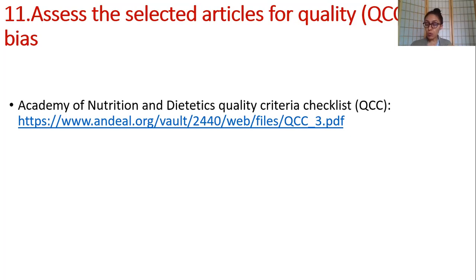So there are various types of quality criteria assessment tools. The one which is widely used in the area of nutrition is the Academy of Nutrition and Dietetics Quality Criteria Checklist. You will have your own quality criteria assessment tool in your area of research, physiotherapy, occupational therapy, nursing, so on and so forth. If you don't know what tool to use in your area of research, it is best to ask your senior researchers or your professors in your area. But yes, for nutrition students, this is a tool which we use. So the information is here for you.